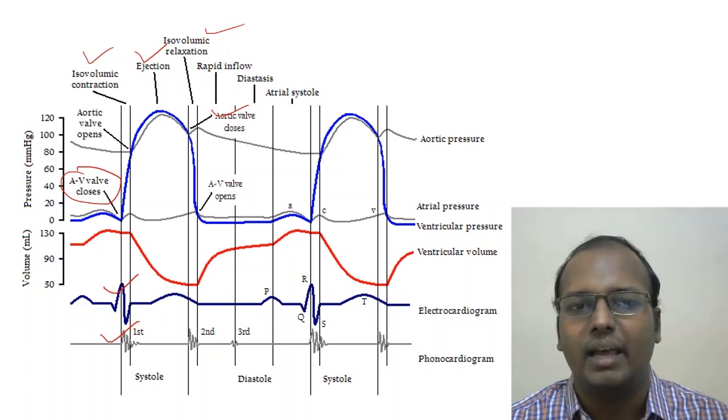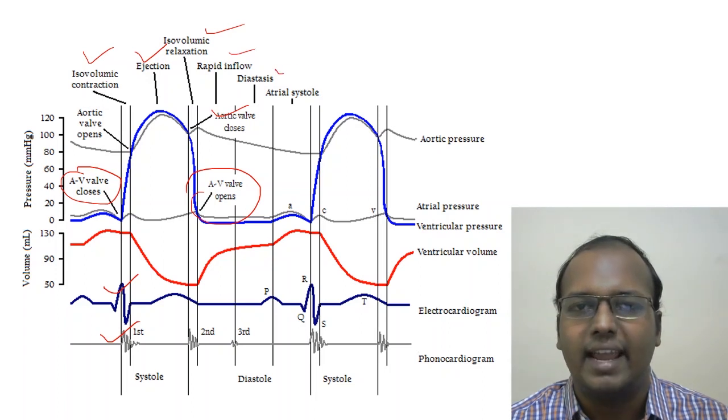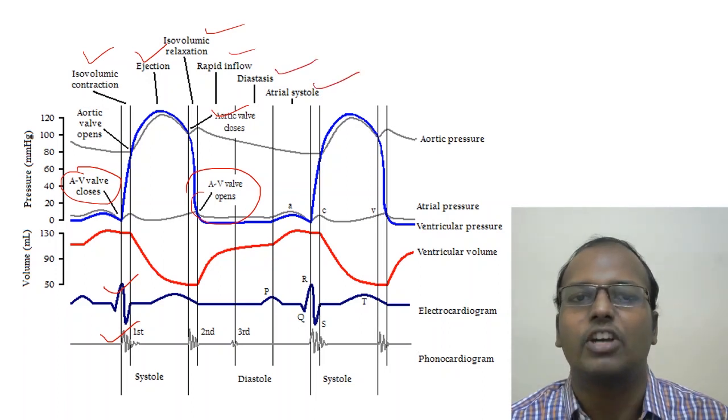Then comes the rapid inflow phase. How does the rapid inflow start? The atrioventricular valve, that is your mitral and tricuspid valve, will open. Then comes the rapid inflow, then the diastasis, then the filling, which is contributed by the atrial systole.